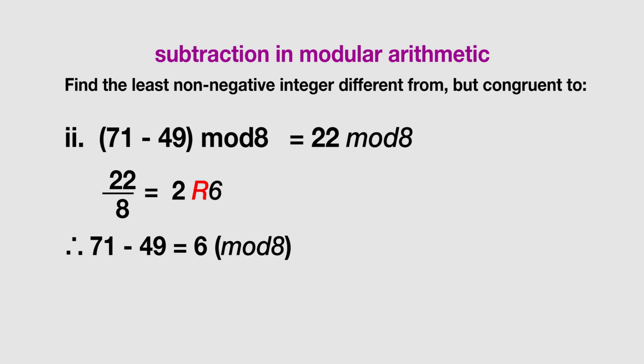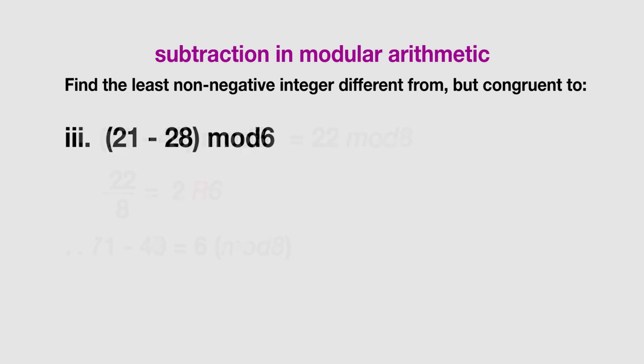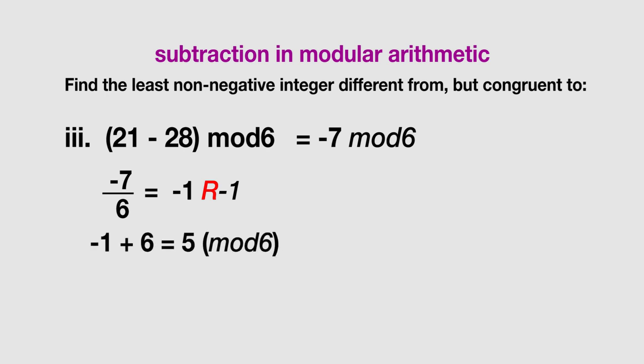That's easy, isn't it? The third question says 21 minus 28 mod 6. First thing, find the difference of the two numbers. We get negative 7 mod 6. We have to change the negative 7 to get a positive equivalent. So we divide negative 7 by 6. We get negative 2, remainder 5... and so 21 minus 28 is equal to 5 mod 6.